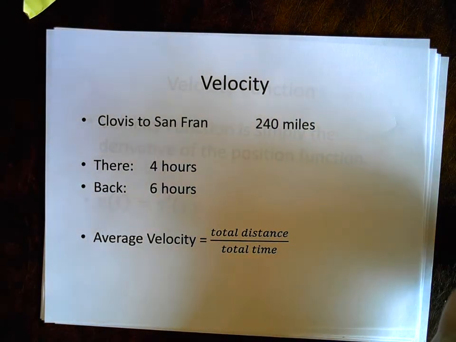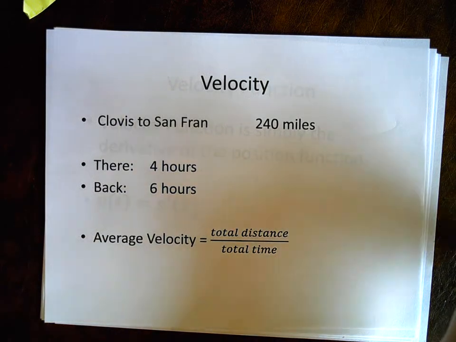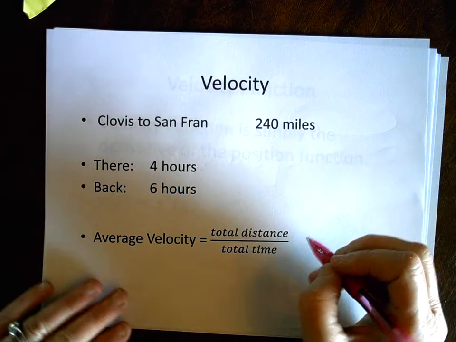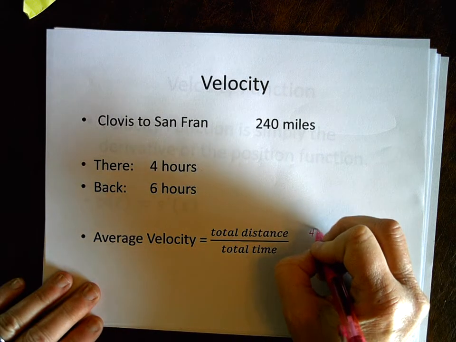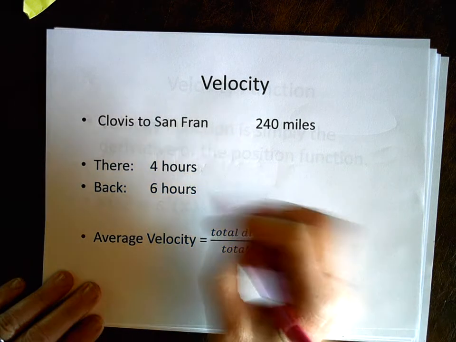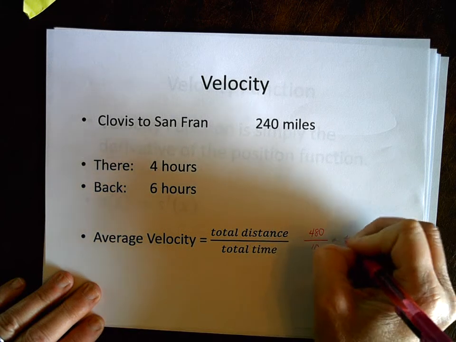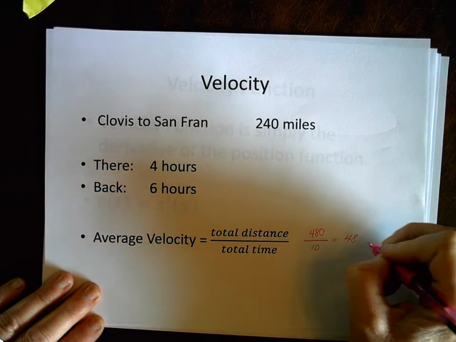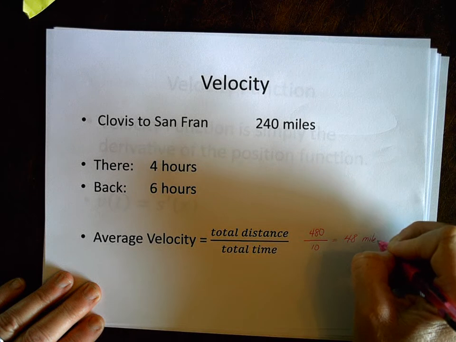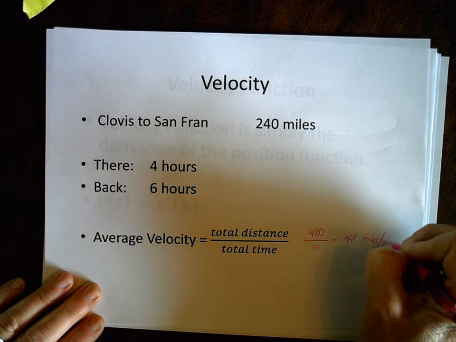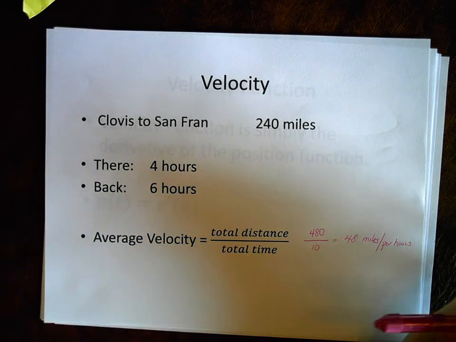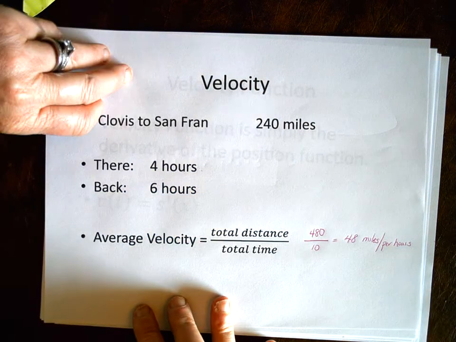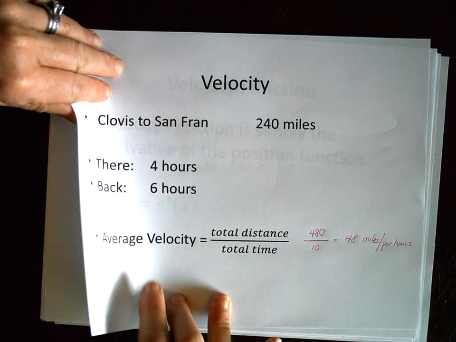Okay, so let's talk about what's the average velocity. And velocity is basically our speed, so miles per hour. So we went a total of 480 miles, and we took 10 hours. So we went on the average of 48 miles per hour. Slow. Now, did I go 48 miles per hour? No, I go fast. But on the average, that's what we went.